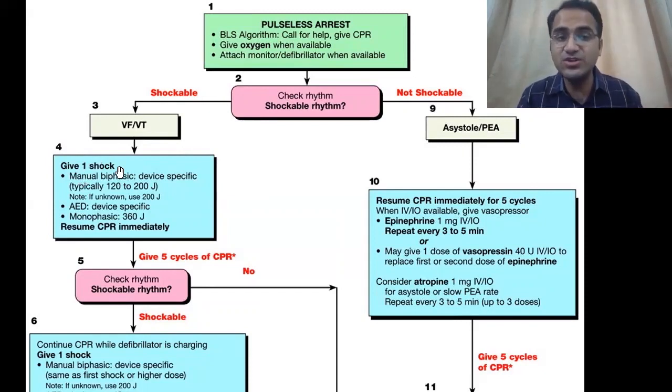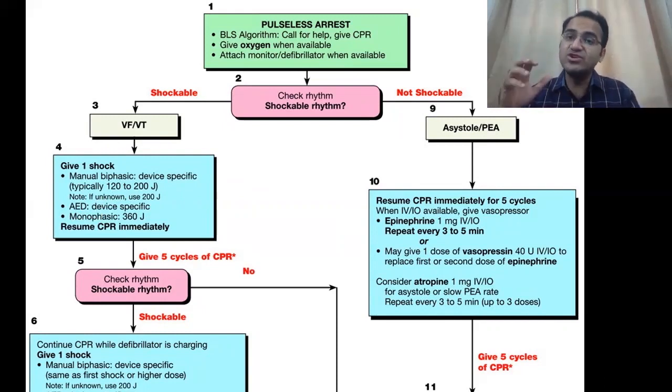So now when you are giving the shock, it depends upon the type of defibrillator that you are having. If you are having a manual biphasic device, then you have to give 120 to 200 joules of electrical shock. If you have an automated external defibrillator, then that automated external defibrillator will detect by itself how much shock is needed and will give the shock automatically. You do not need to enter any value in that. And if you are having a monophasic, then you give 360 joules. Monophasic is not commonly used. Manual biphasic and AED are commonly used.